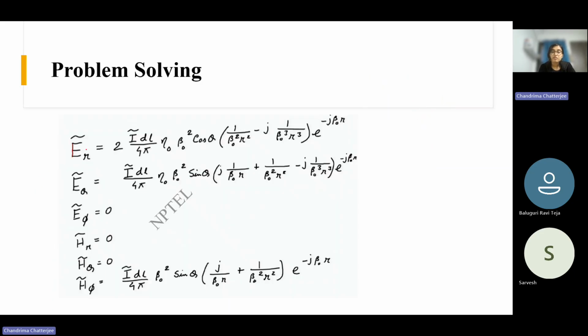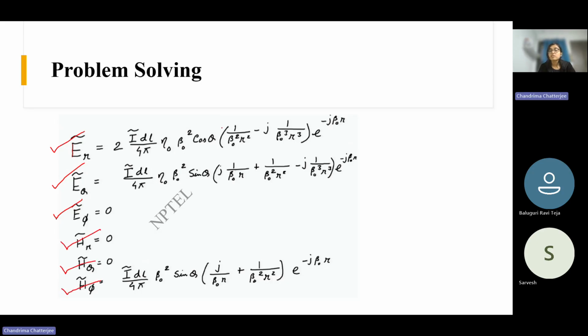So these were the equations. If we talk about the different components, this is the radial component, this is the component in the direction of theta, and this is the component in the direction of phi. So we are talking in polar form, not in Cartesian form. These three are the components of the electric field, and H theta and H phi are the components of the magnetic field, right?